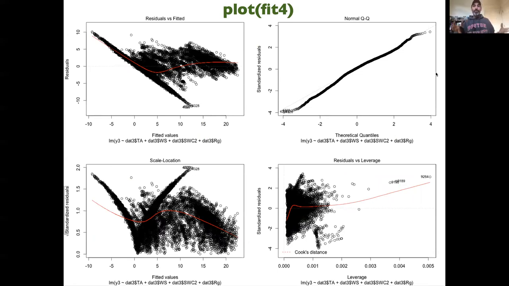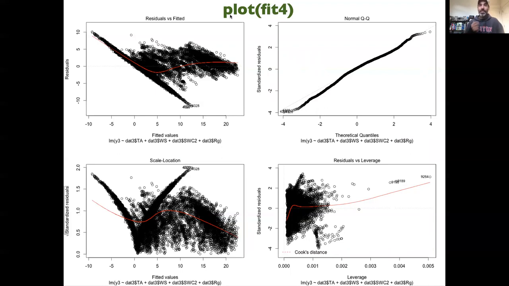One of the real workhorses of testing the assumptions of a linear model is this handy set of diagnostic panels that are generated by just taking your regression object and passing it to the function plot. So if you plot the regression object, what it does is generate a series of diagnostic plots. And I want to walk through each of these plots in detail and try to relate what it's showing you to the underlying assumptions of linear regression.